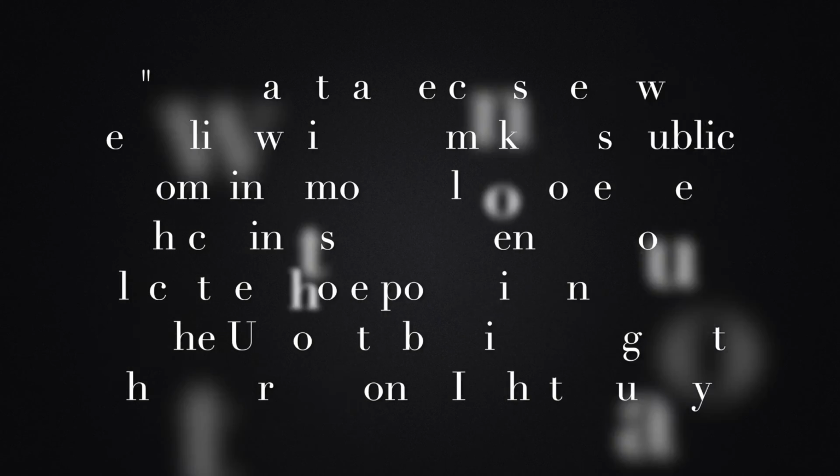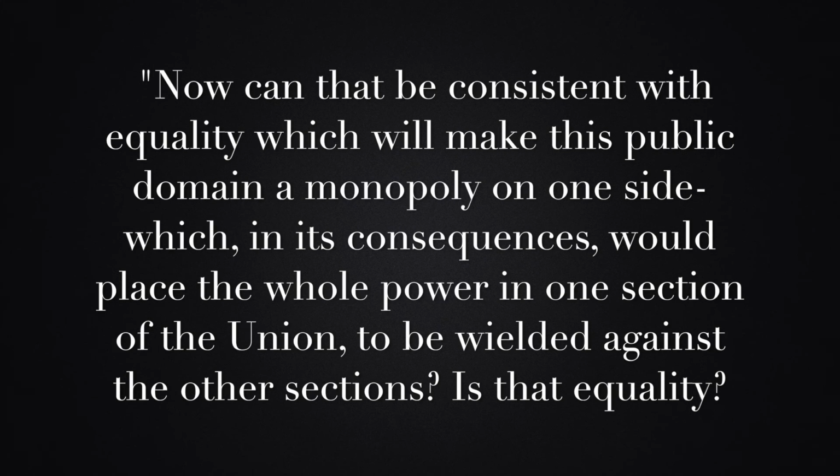Moreover, Calhoun aimed to sway his audience towards voting down the Wilmot Proviso by questioning their beliefs on equality. He asked his audience, which included President James K. Polk and non-slaveholding senators, "Now can that be consistent with equality, which will make this public domain a monopoly on one side, which in its consequences would place the whole power in one section of the Union to be wielded against the other sections? Is that equality?"